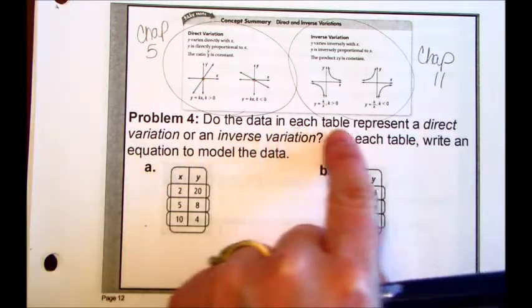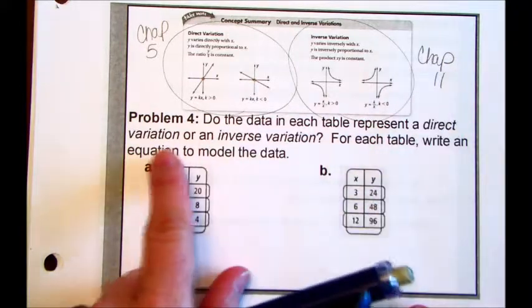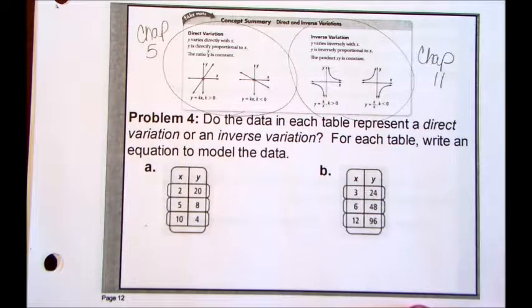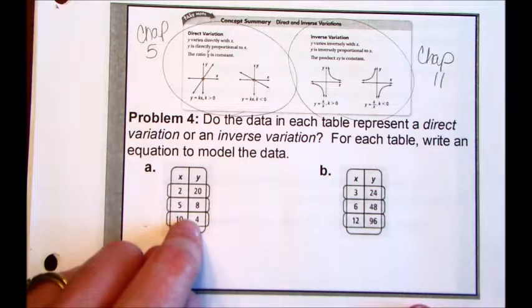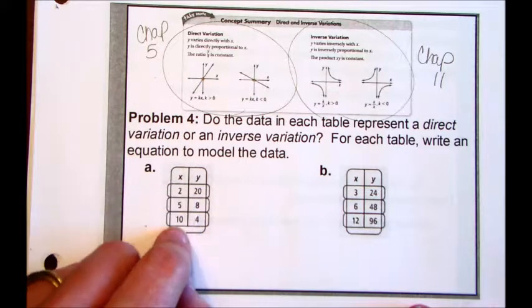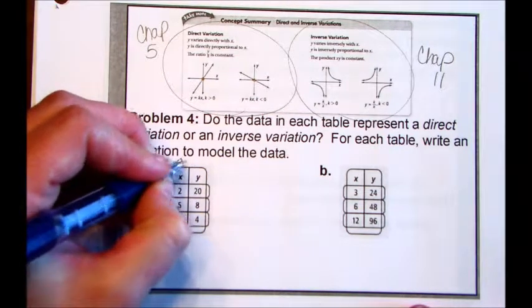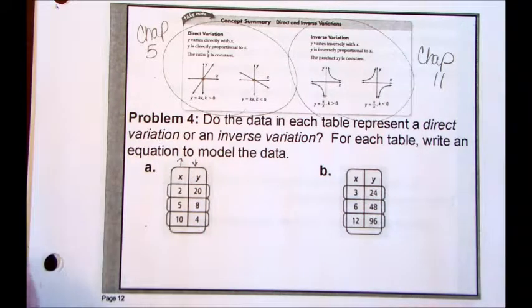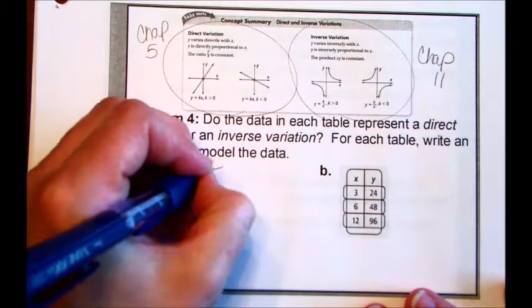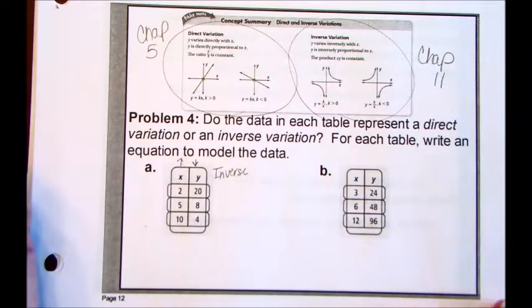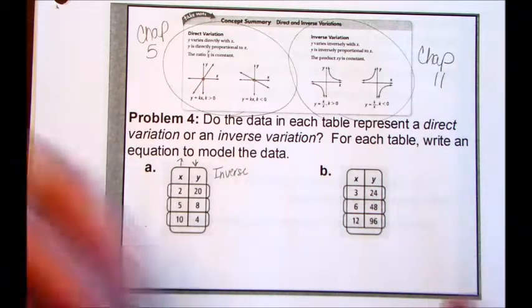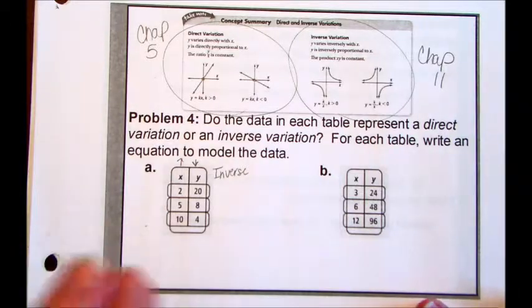Okay. Do the data in each table represent direct or inverse variation? For each table, write an equation to model the data. So when I look at this, I'm going to notice that this side's getting bigger and this side's getting smaller. Can you see how this one's going, x is getting bigger, but y is getting smaller? I am going to test inverse. Now, if you didn't notice that's okay. I just know that quick little shortcut.